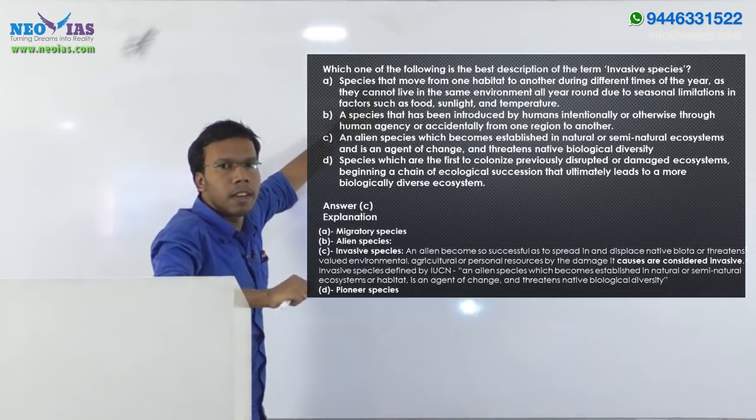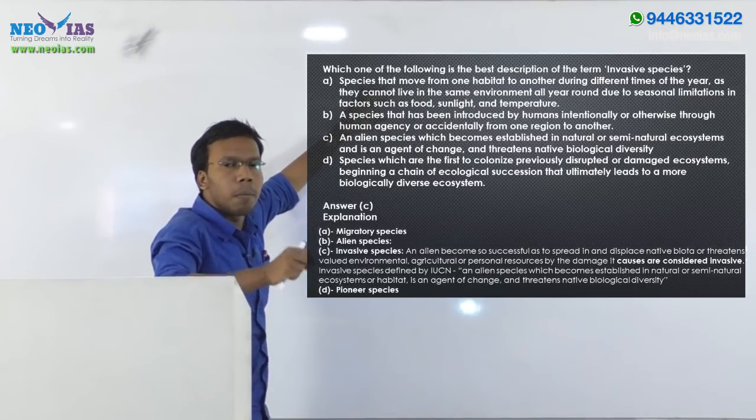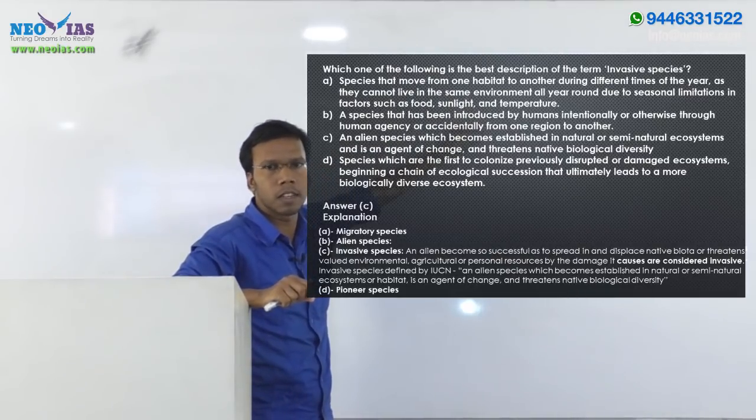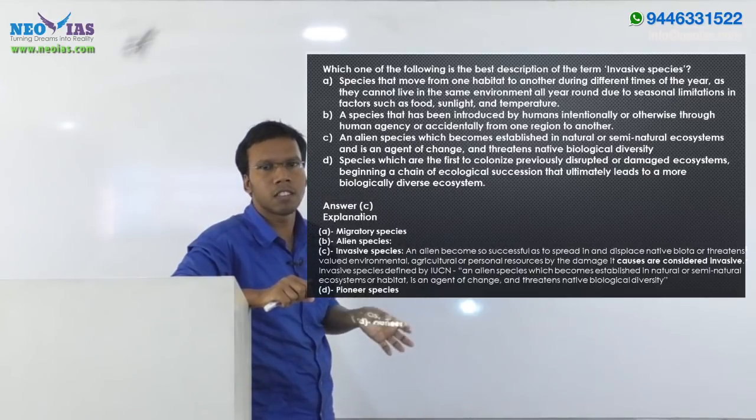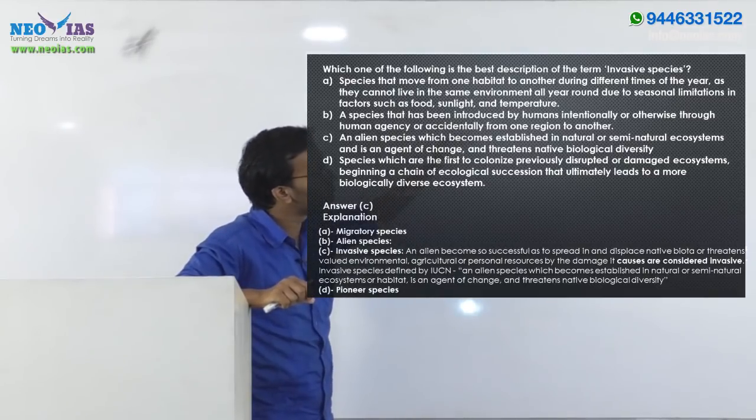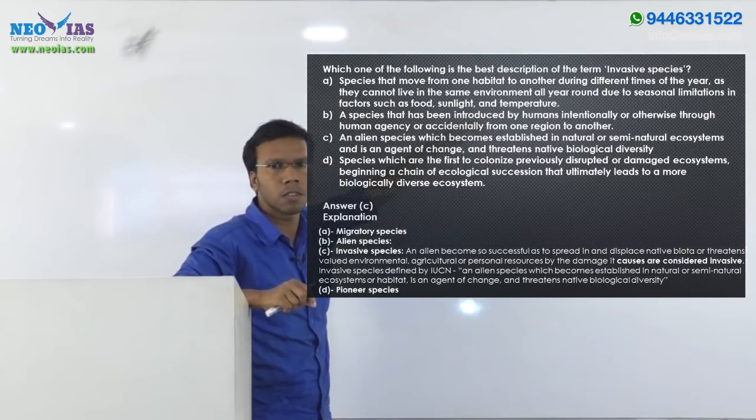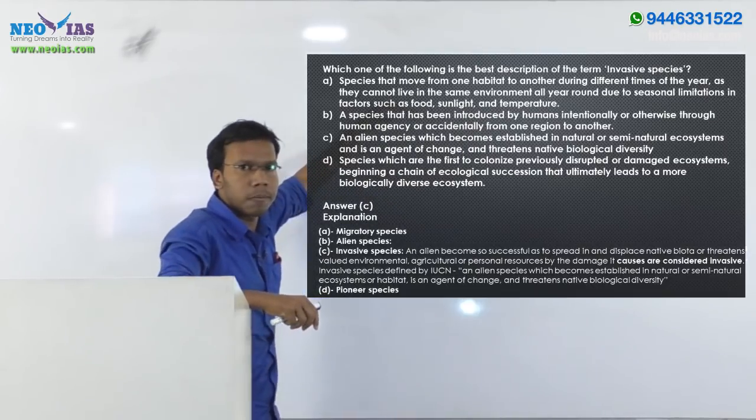For the first time in India, the Zoological Survey of India has compiled a list of alien invasive animal species. That's why this invasive species is a current affair. So that's why we have given this question here.